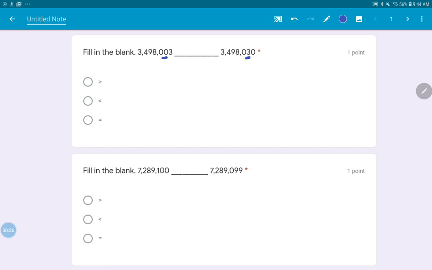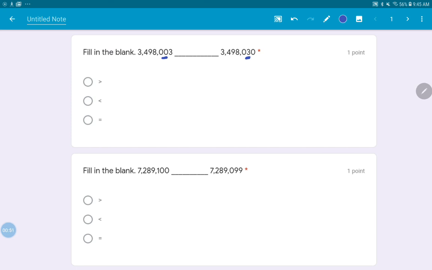Everything bigger is the same. The millions both have 3. 100,000s both have 4. 10,000's place value both has a 9. And the thousands place value has an 8. There's 0 hundreds. So the place value that is different is the tens. So what does that tell us, Amy?